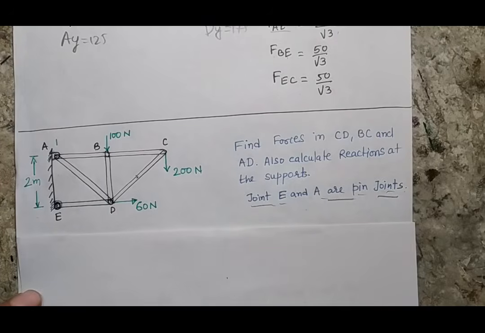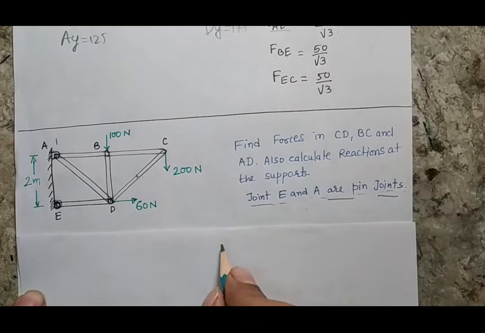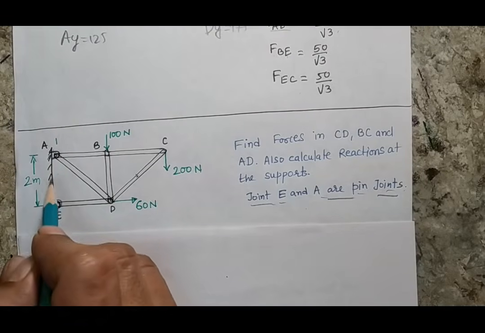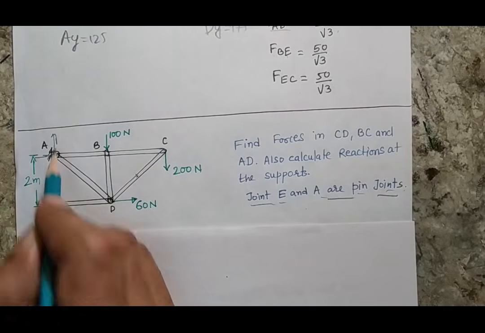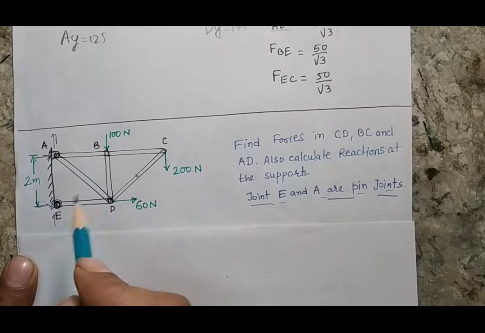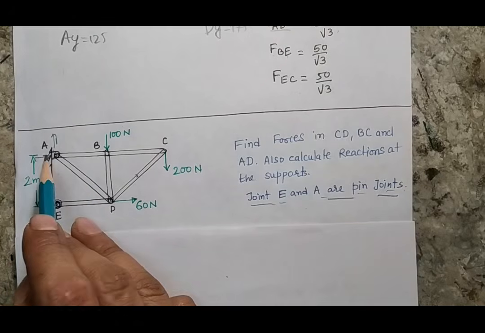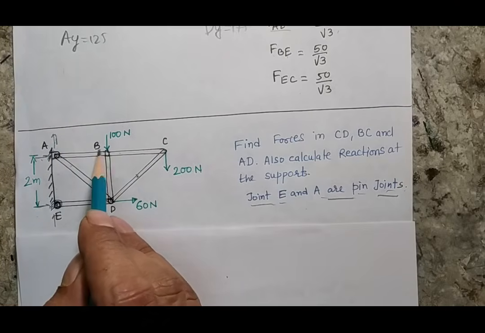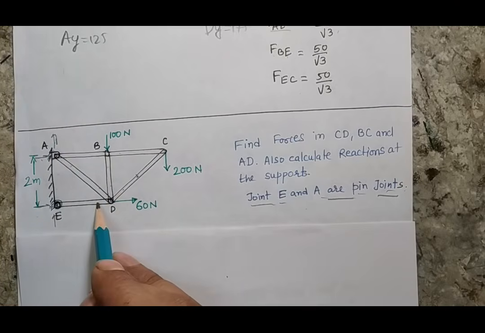Again the same thing: what is the first rule? The first rule says to find a joint where you have a maximum of 2 unknowns. In this case, if I look carefully, these two are the pin joints, so there will be 2 reactions here, and here also there will be 2 reactions. If I consider this joint, there are 4 unknown values. Here these 3 are unknown values and 1 is known. Here these 4 are unknown values.